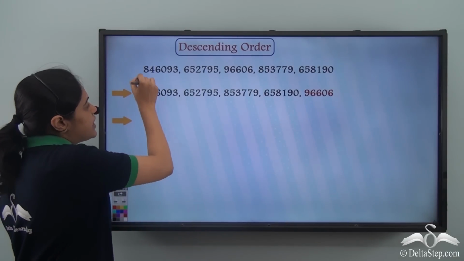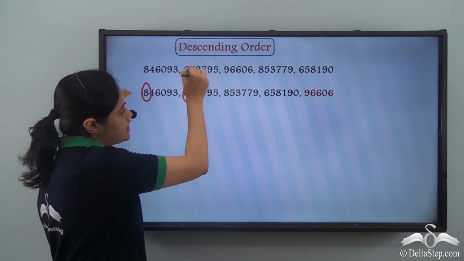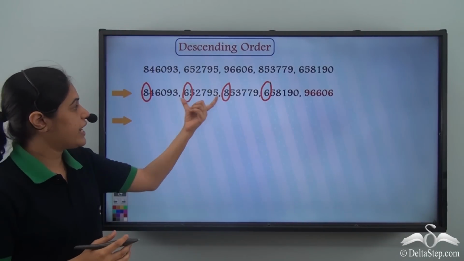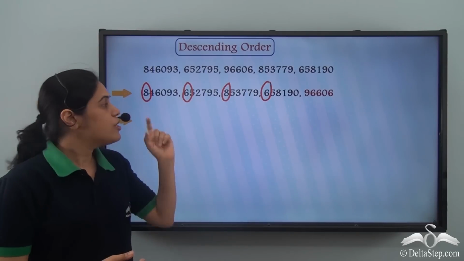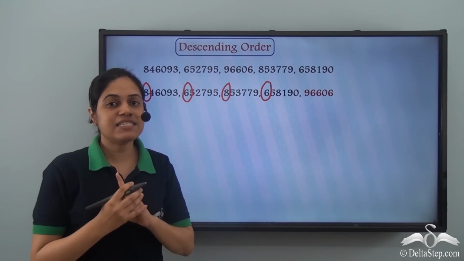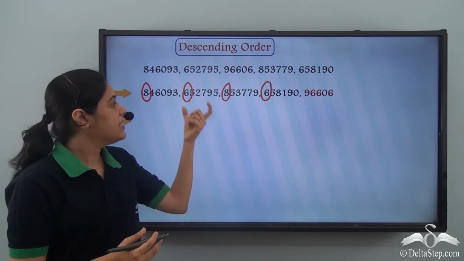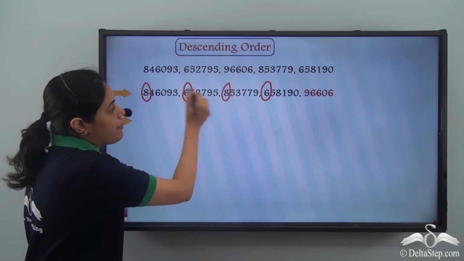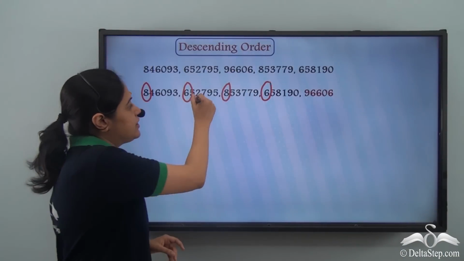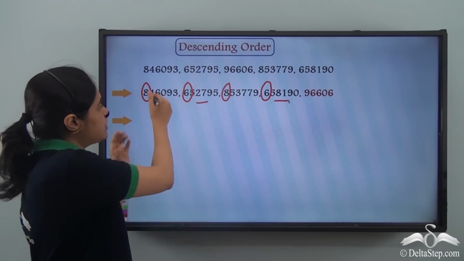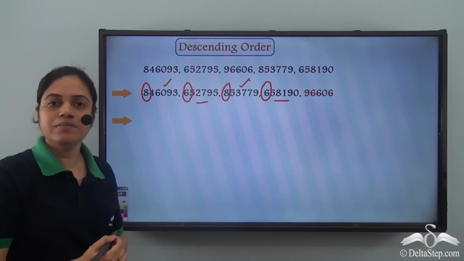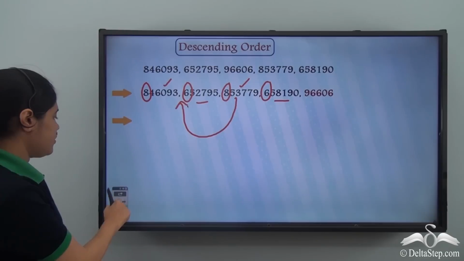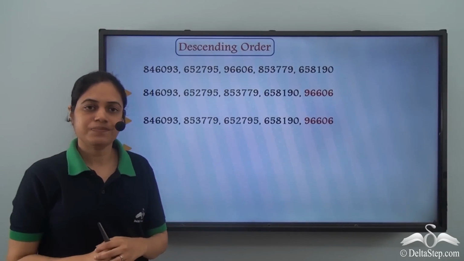The first digit is 8 here. The first digit is 6 here. It is 8 here and 6 here. Now I know 8 is greater than 6. So the numbers having 8 as their first digits will be greater than the numbers having 6 as their first digits. So these two numbers will be greater than these two numbers. So these two numbers will come in the beginning. So I need to bring this number here. So this is how I can write it.